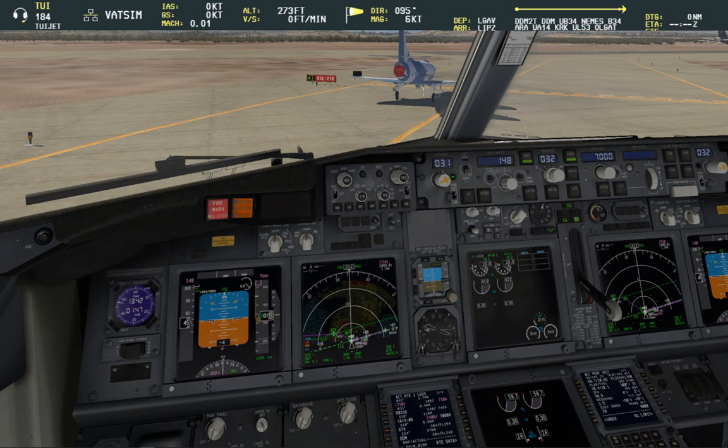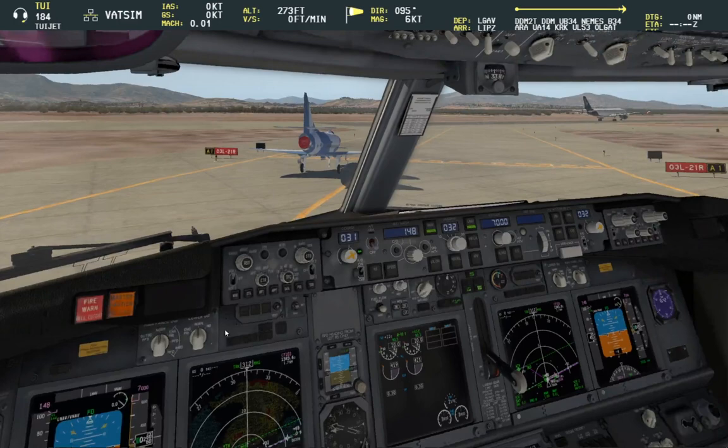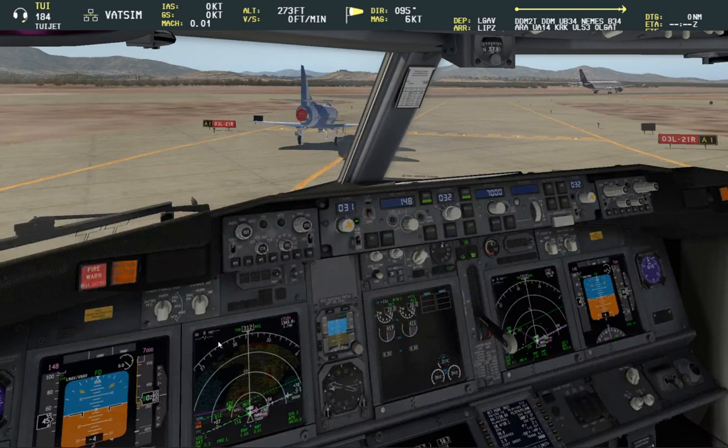So, again, already 1 minute and 50 seconds since the Siberian began its takeoff roll. Oh. Yeah. 2 minutes, really, I can't believe it.